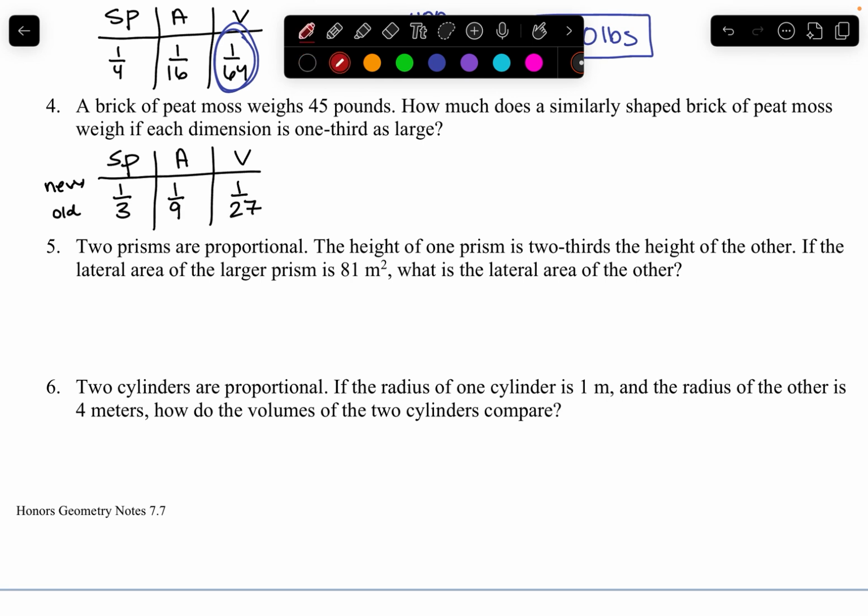Again, we're dealing with weight, so we're going to go with volume. Now it says a brick of peat moss weighs 45 pounds. How much does a similarly shaped brick of peat moss weigh if each dimension is 1/3 as large? So we're getting smaller, which means that my original is going to have to go on the bottom. So 45 times 1 divided by 27 gets me something disgusting. This doesn't give me something very nice, which is fine. I'm just double checking to make sure I did this right.